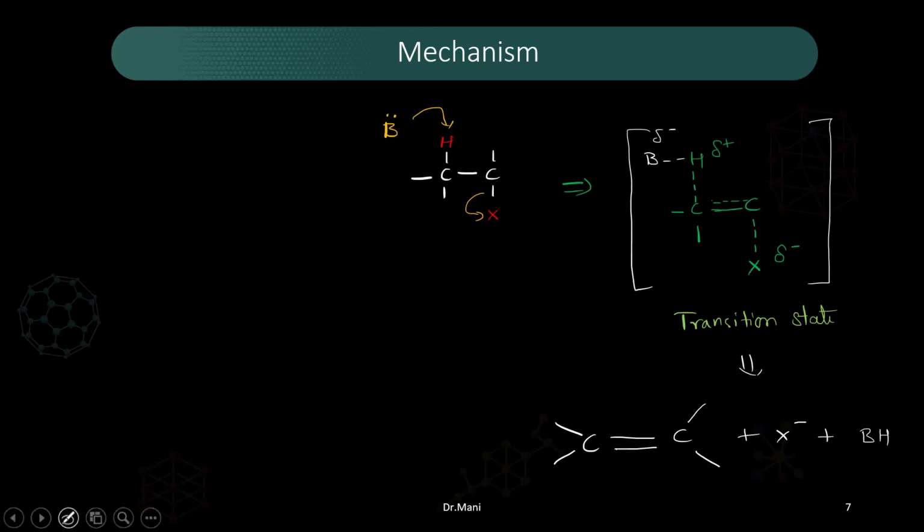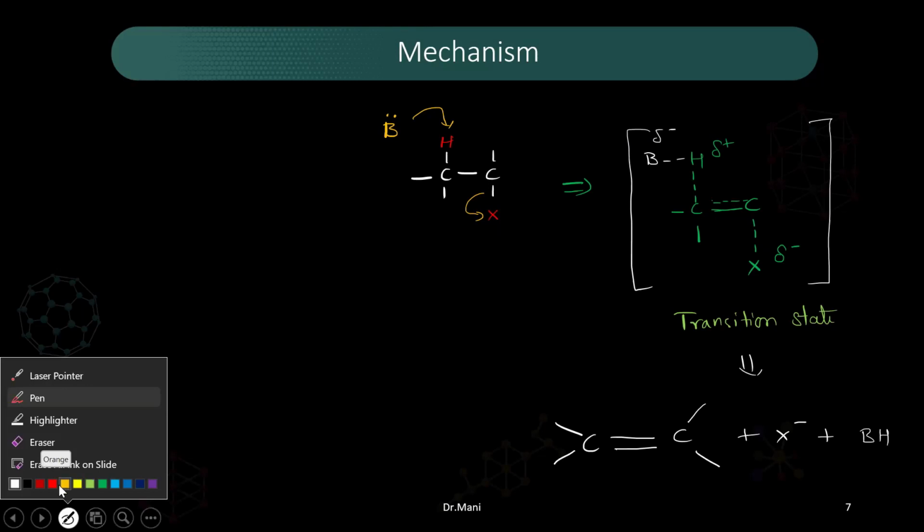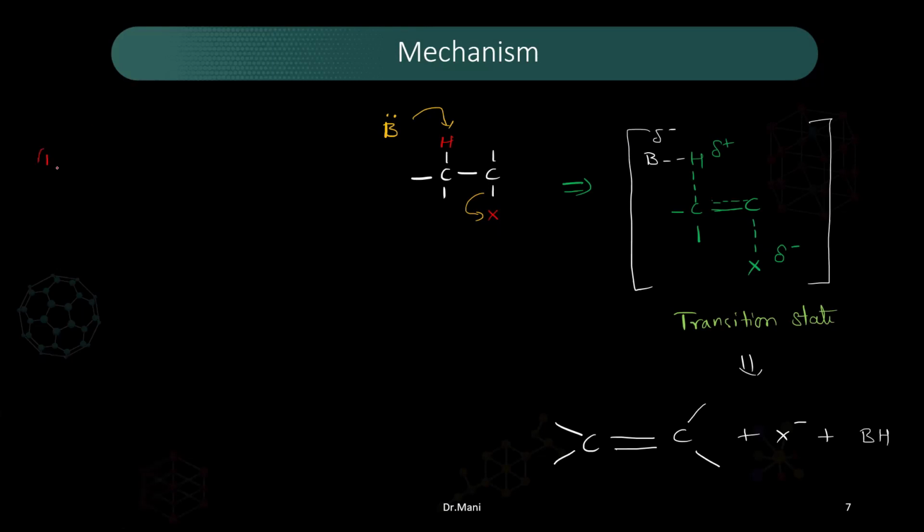Understood? So remember, this will happen in three steps. One is base approach. So the strong base will come and approach. So here the strong base will target which carbon? Alpha or beta carbon? Nitya, you tell me, the strong base will approach which carbon? Alpha carbon or beta carbon? Beta carbon. It will attack the hydrogen on the beta carbon.